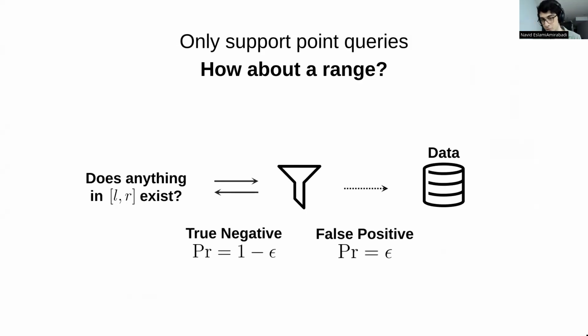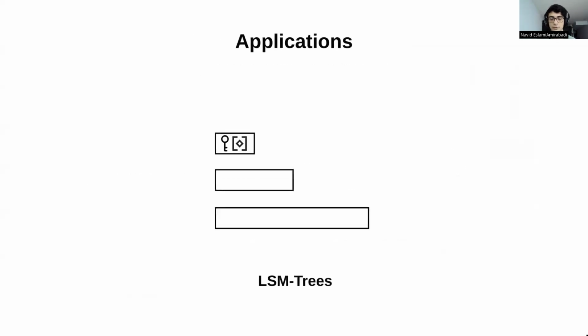Now, this would be a range filter, and we would like our range filter to have the same types of guarantees as a normal filter. So we would like to have a low false positive rate and a high probability of true negatives, or equivalently, for empty range queries. Okay. So range filters are very useful. They have use cases in many different application domains, particularly in the case of database systems.